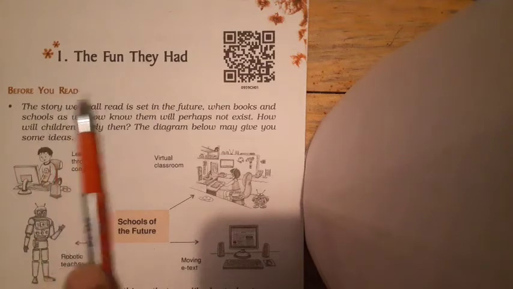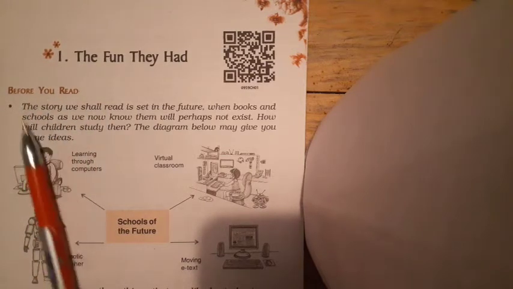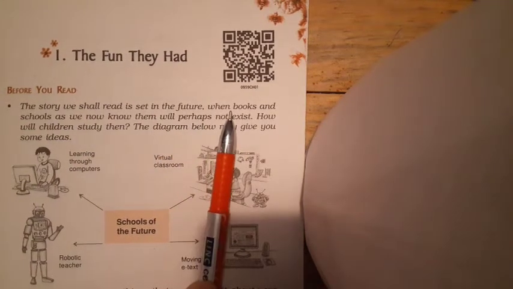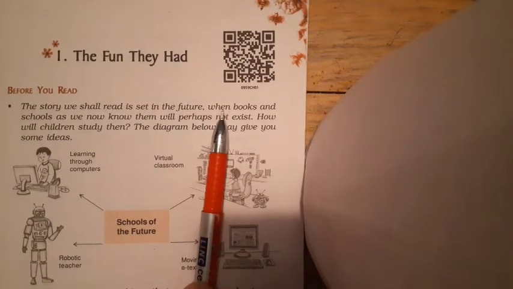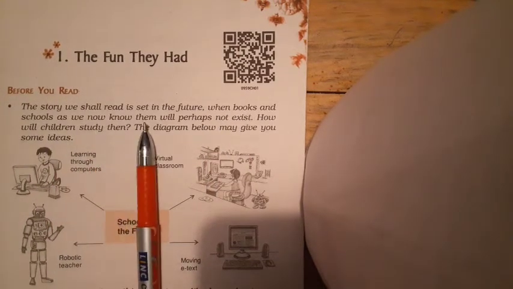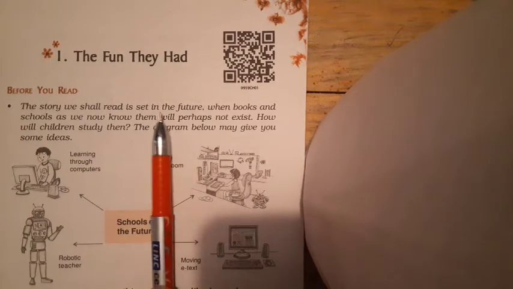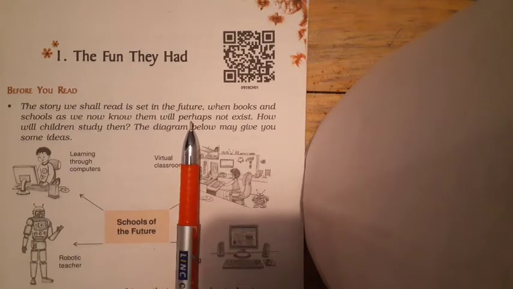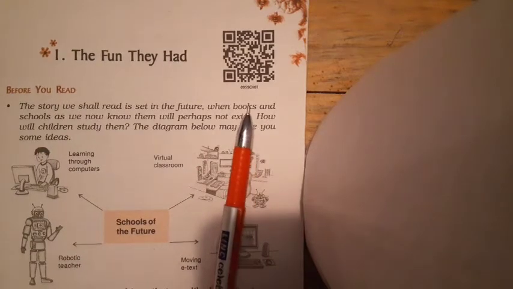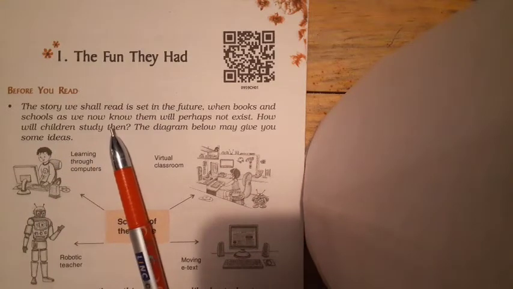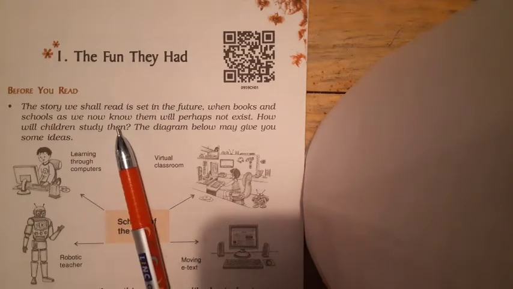Anyway, before you read, here is an introduction of the story. This story was set in the future. Just imagine that in the future, we do not have the books and schools that we are using now. Perhaps those books and schools might not exist. Perhaps means might not, possibly. So when there are no books and no schools, where will the children study then? This is a question for you.